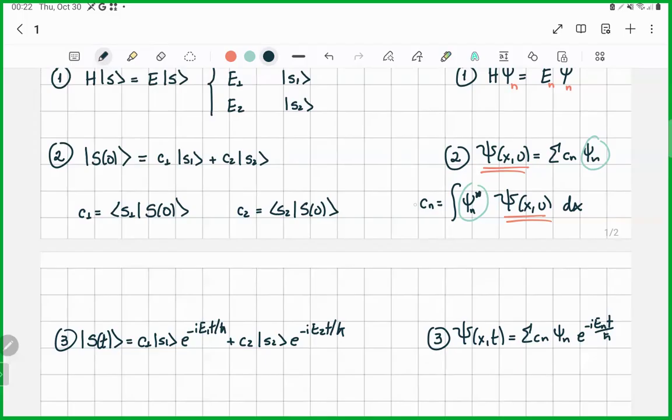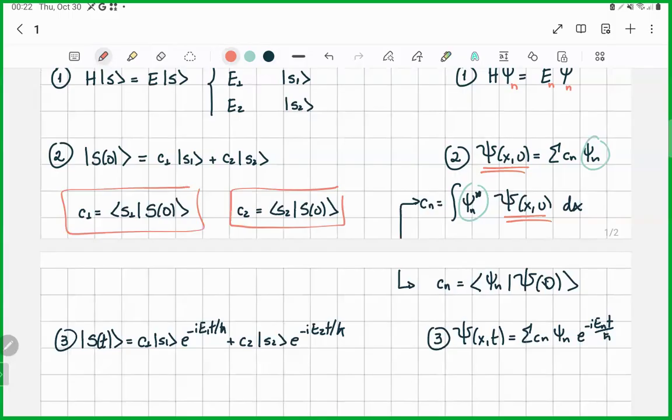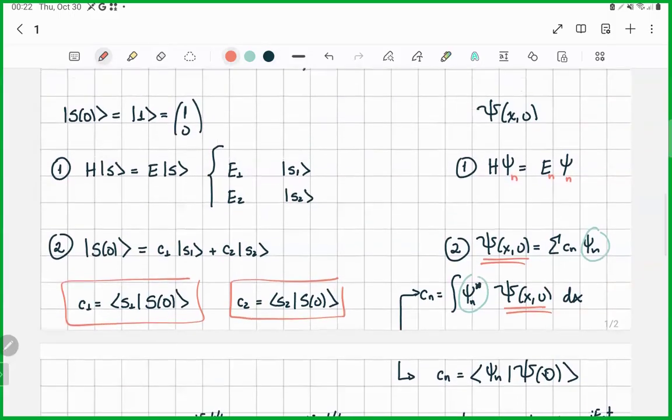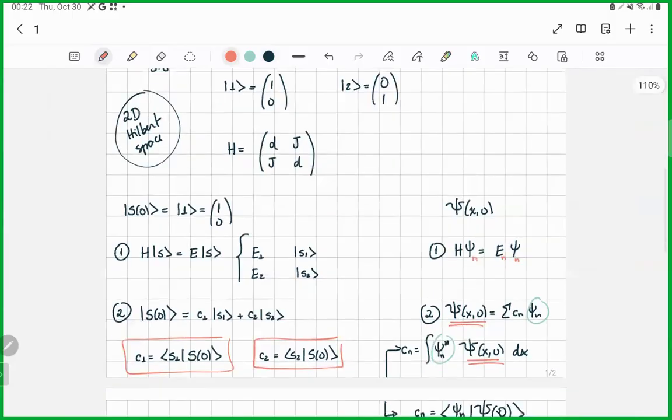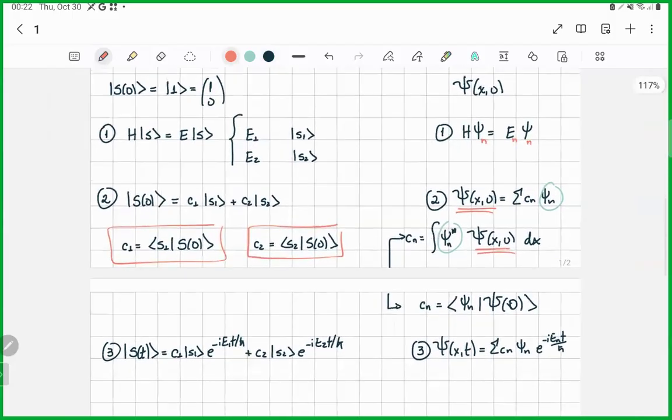Because remember, how can we write that integral that we have to obtain the Cn? Well, in our new notation, it was just this. So that's what you see here, the inner product between the eigenfunctions and the initial state. Okay, all right, so this is the recipe. Okay, so let me make it all visible here.